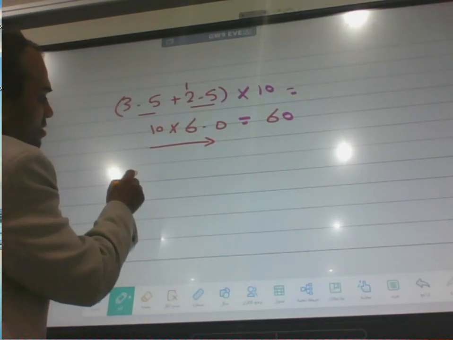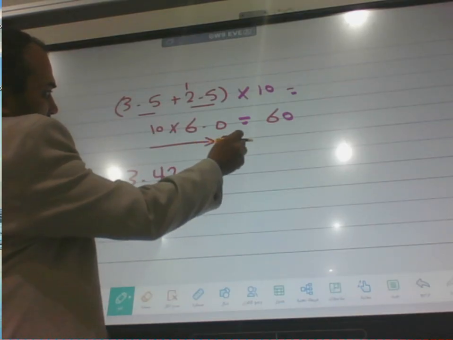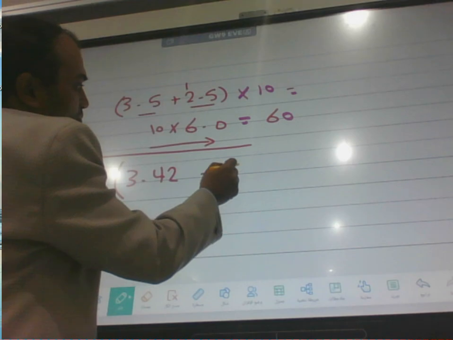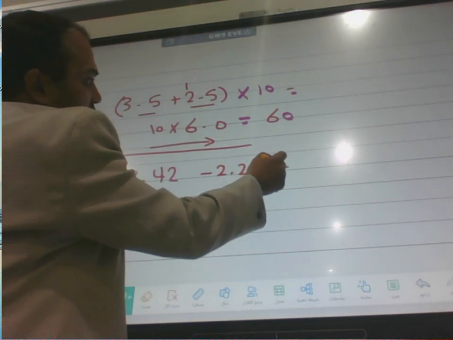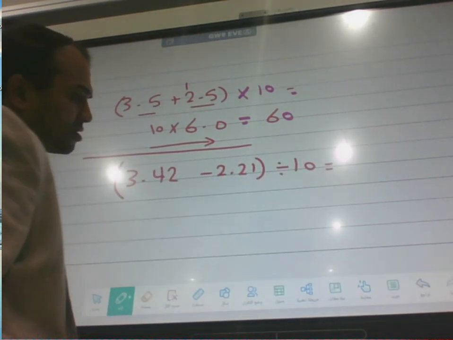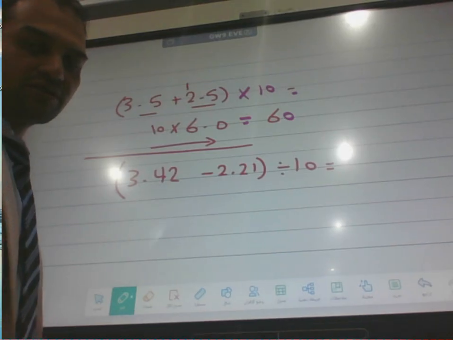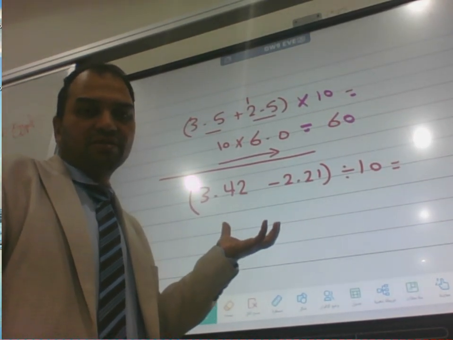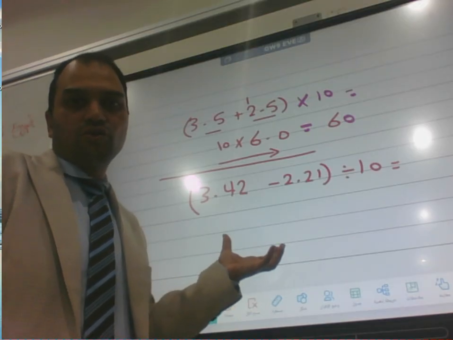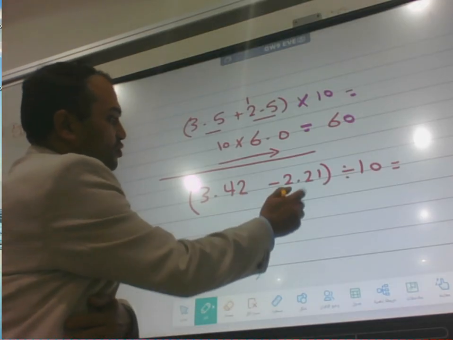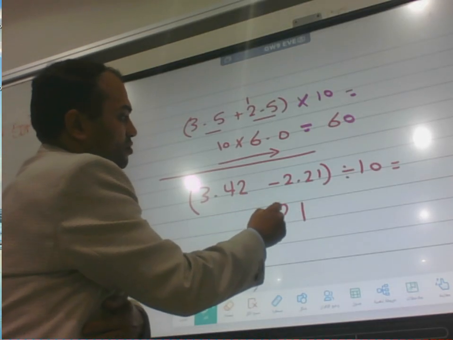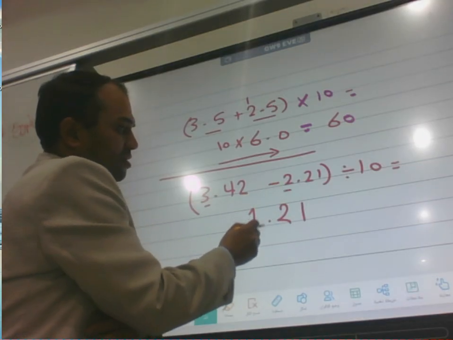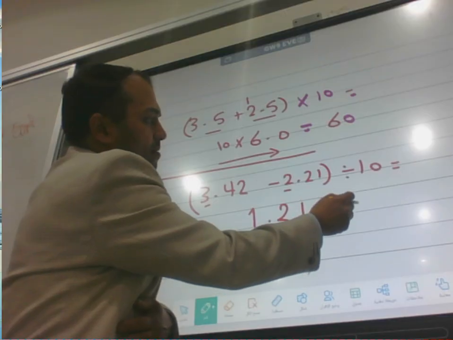And what about 3 and 42 hundredths subtract 2 and 21 hundredths, divided by 10? To find the answer here, first you must solve what is in the brackets. We can find the difference between the two numbers here. Right, 2 minus 1 equals 1, and 4 minus 2 equals 2, and then the point, and 3 minus 2 equals 1. Then 1.21, and then divide by 10.